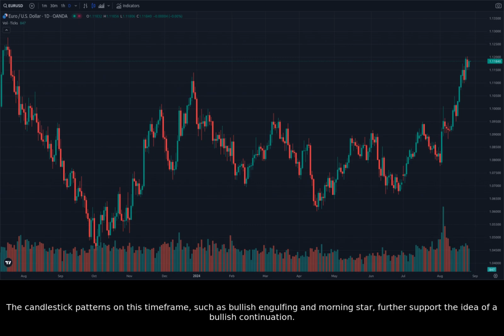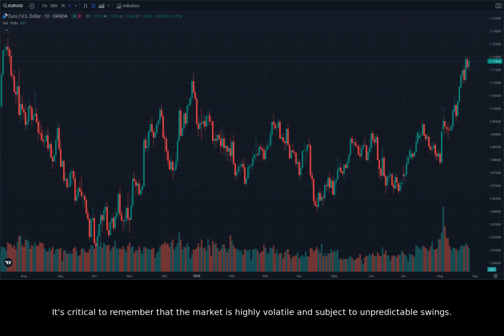The candlestick patterns on this time frame, such as bullish engulfing and morning star, further support the idea of a bullish continuation. It's critical to remember that the market is highly volatile and subject to unpredictable swings. Therefore, it's crucial to have a solid trading plan and manage your risk effectively. Let's recap the essential price levels and make unbiased predictions based on our analysis.